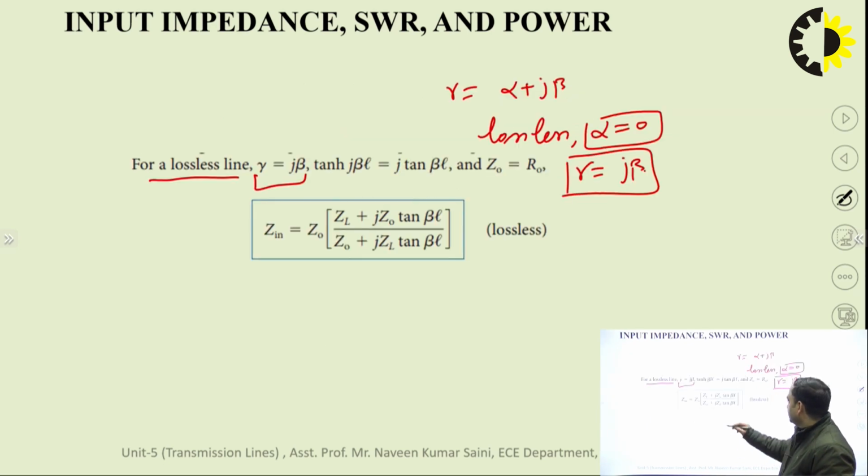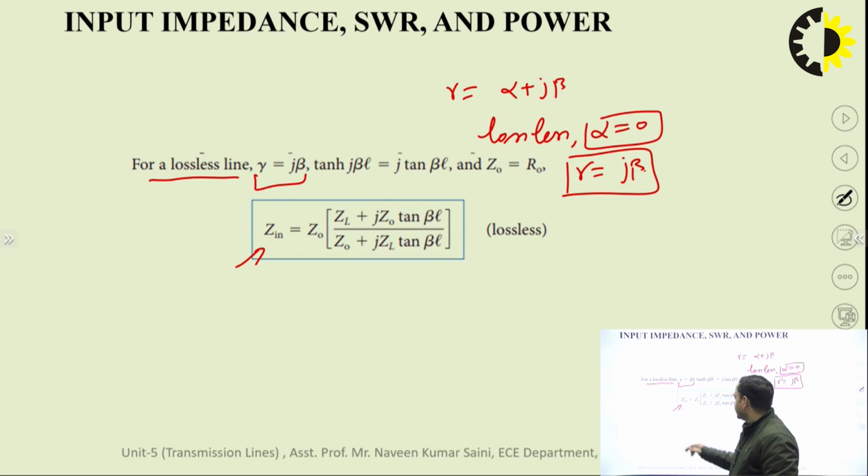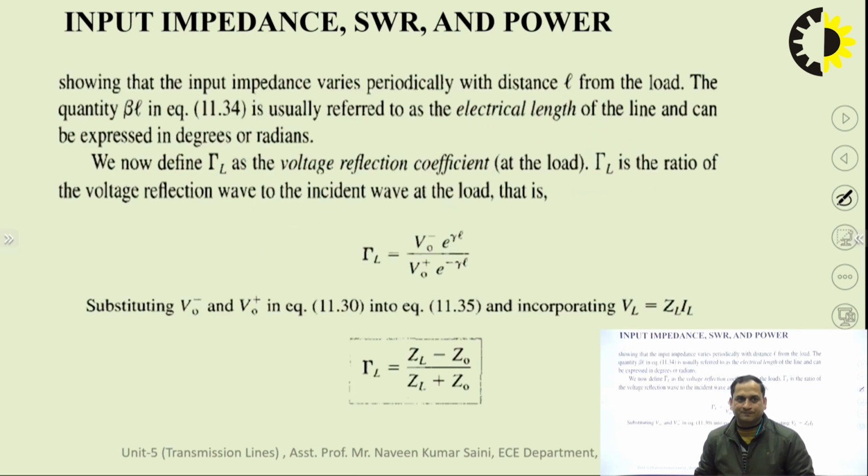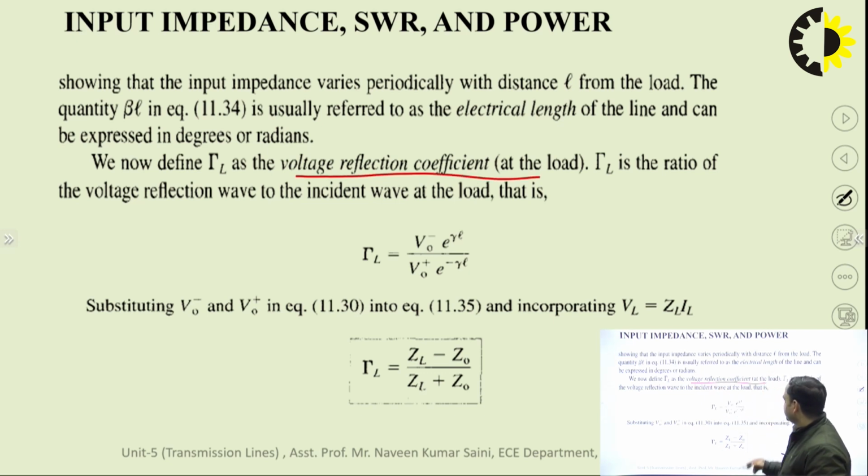So here the equation Z in will be equal to Z naught times (ZL plus j Z naught tan beta L) upon (Z naught plus j ZL tan beta L). So this is the case of the lossless dielectric. Next is the reflection coefficient, or the voltage reflection coefficient at the load.